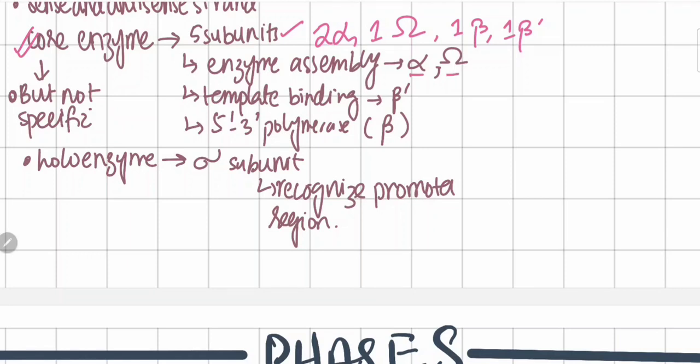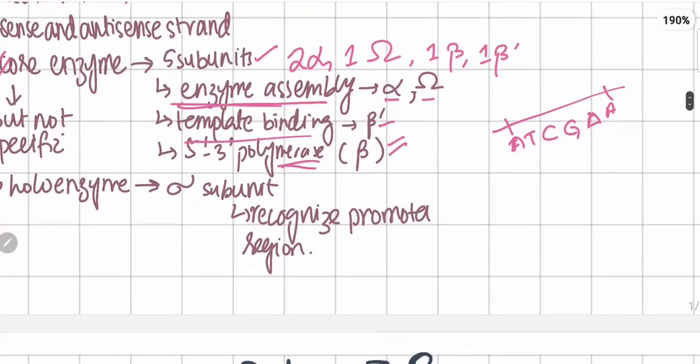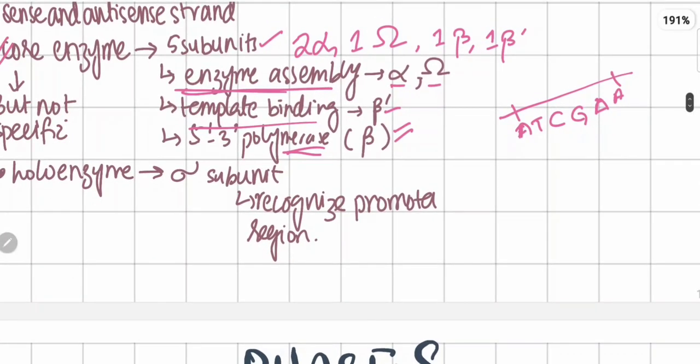Alpha and omega work with enzyme assembly. They are going to assemble all these subunits to work together. Beta prime is going to do template binding. It means it is going to bind on the DNA that needs to be transcribed, right? And beta is the main stuff. It is a 5' to 3' polymerase. It is going to basically transcribe the information.